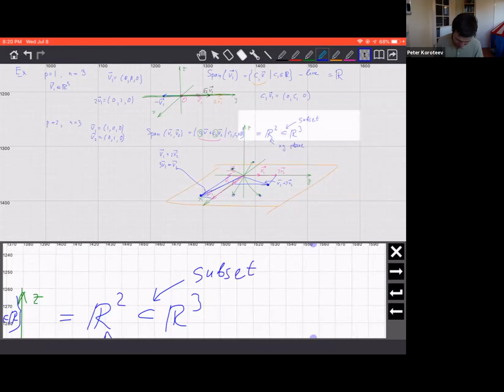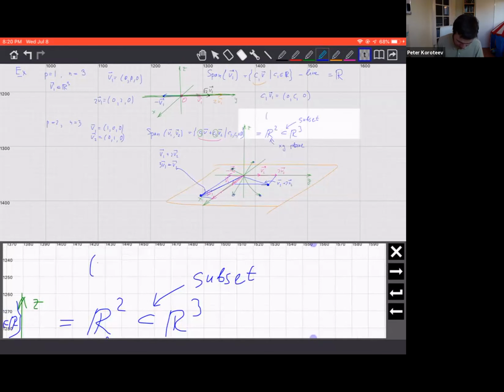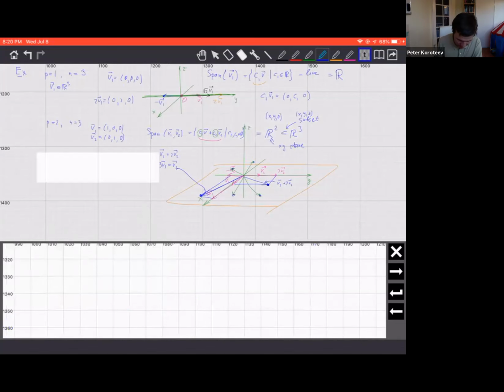So which means that it's set of all points x, y, 0. And then here R3 is represented by set of triple of points x, y, and z. So this plane sits at the position z equals 0. Yeah, so this is the span. Okay, and now maybe let me give it different examples.